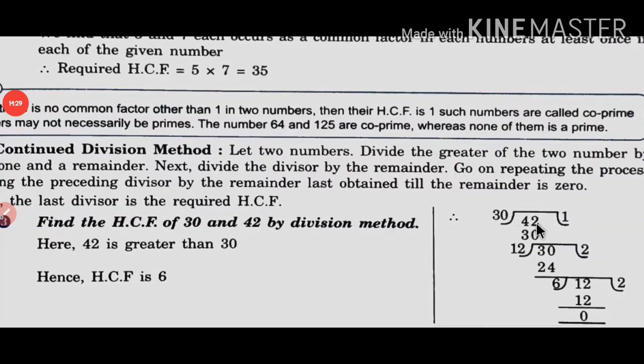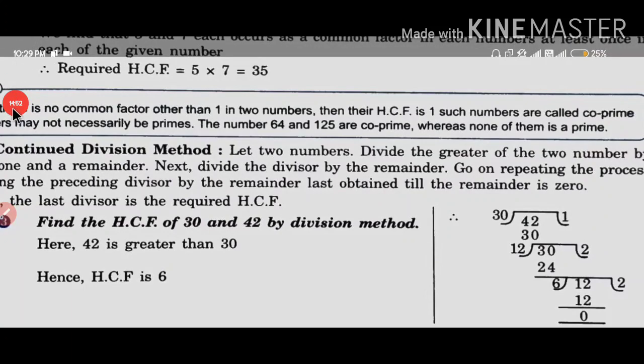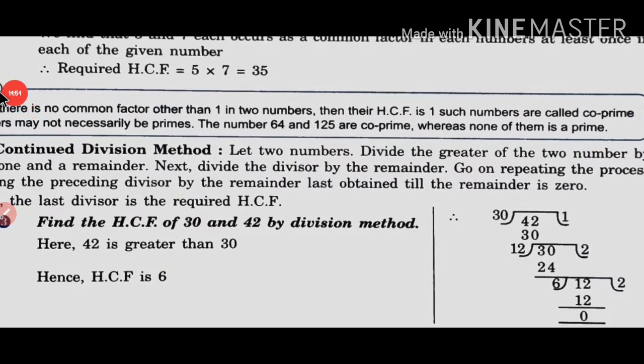Now we have to divide 42 by 30. 30 ones are 30. Now minus this: 42 minus 30 is 12. Now this divisor, which is given here, will come in its place. It means we have to divide 30 by 12. Again, 12 twos are 24. Now 30 minus 24 is equal to 6.